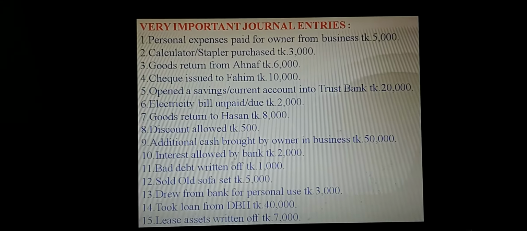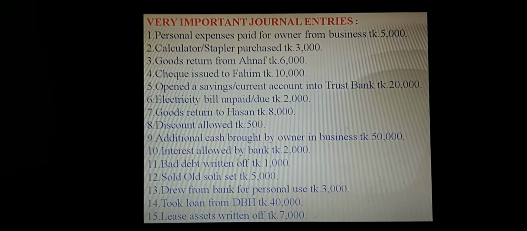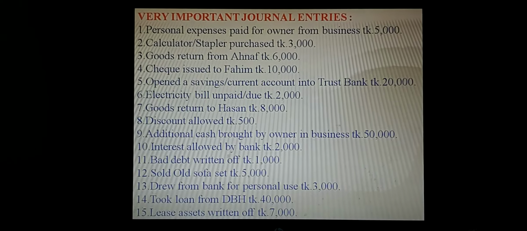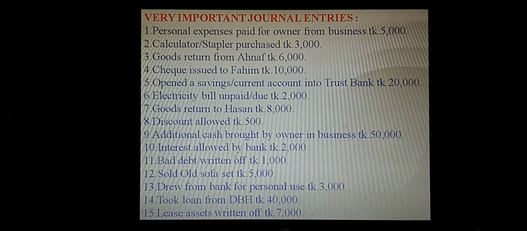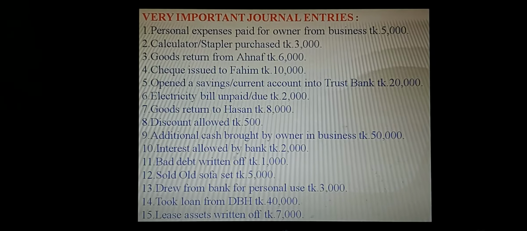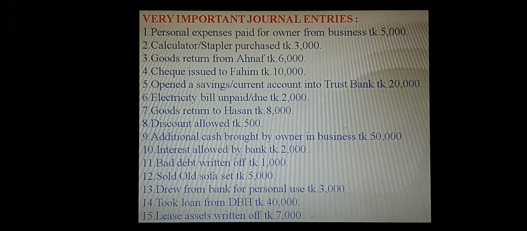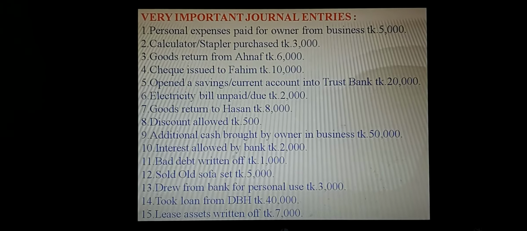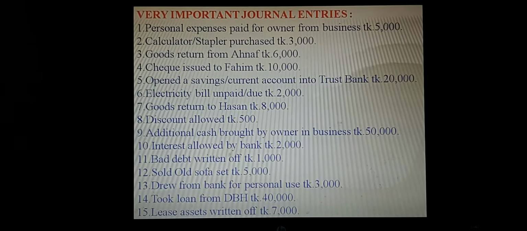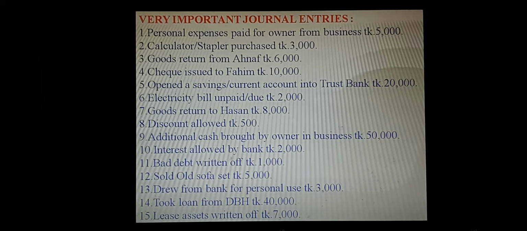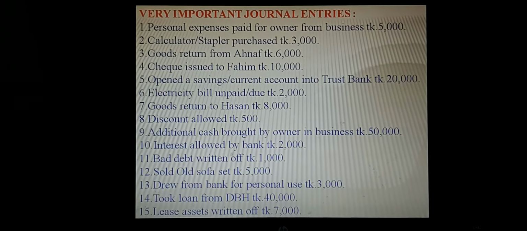Totally 5 columns available in general journal format. Number 1, date. Second one, account title and explanation. Third one, ledger folio. Fourth one, debit taka, and fifth one, credit taka. Okay, I am going to start solving these journal entries.